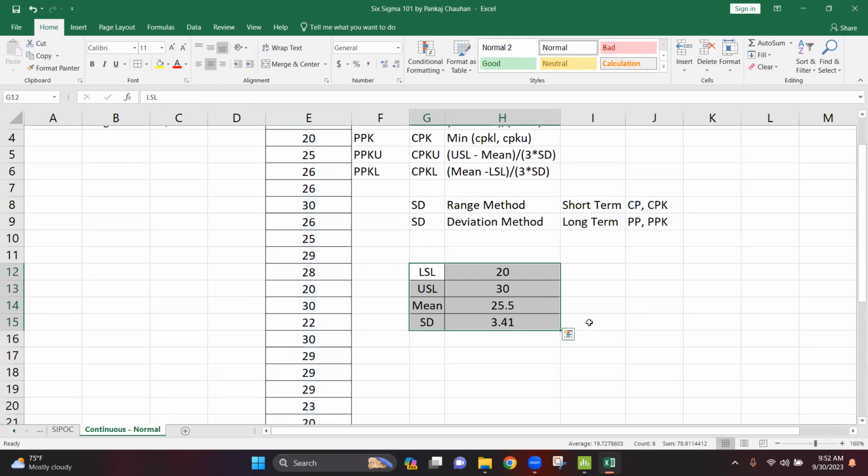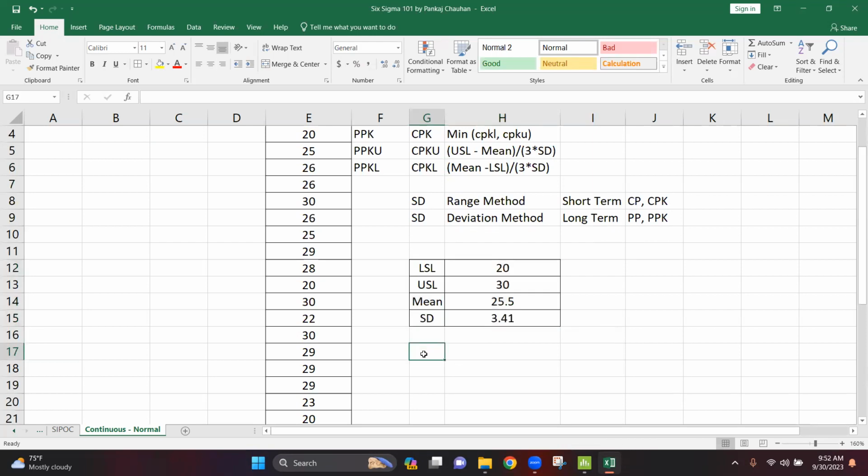I calculate the PP value, because when I'm using the standard deviation from the deviation method, it will be the long term calculation. So PP will be USL minus LSL: USL is 30 minus LSL is 20, divided by 6 times the standard deviation. Standard deviation is 3.41. So 6 into 3.41. My PP value is 0.48 as per this data.